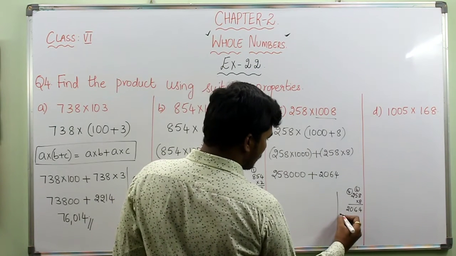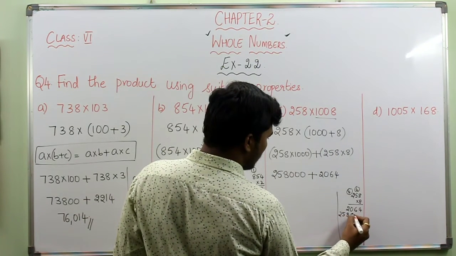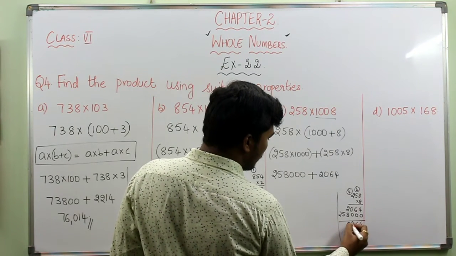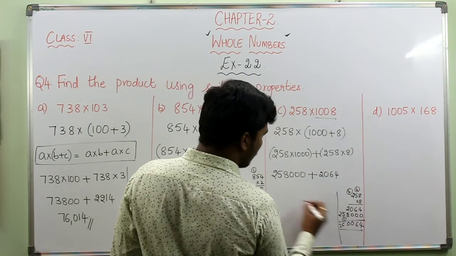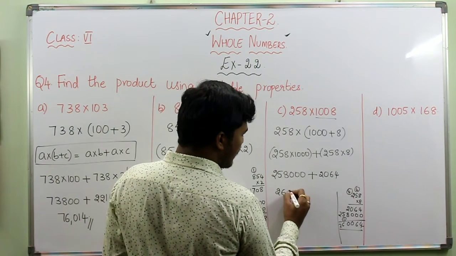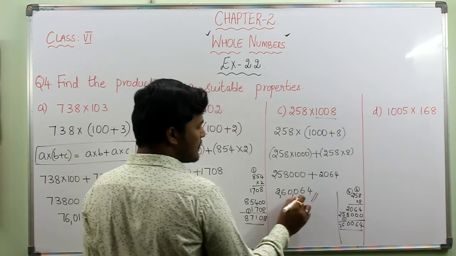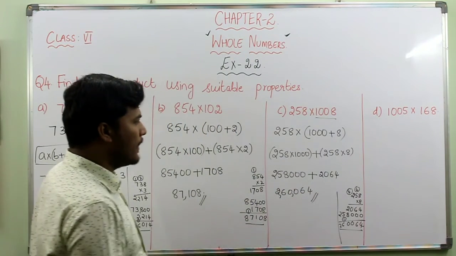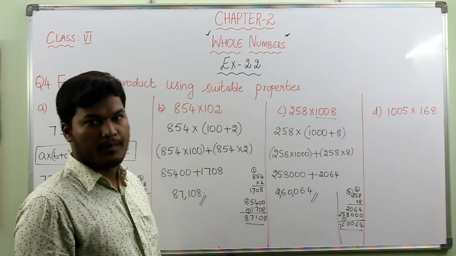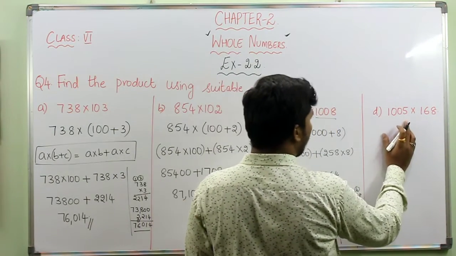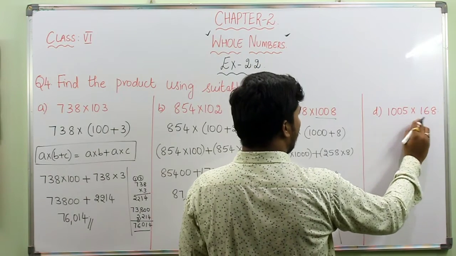So now add 258 with 3 zeros and 2064: 4, 6, 0, 10, 6, 2. Now it will become 2,60,064. Again, here also we are using what property? Distributive property over addition. Now the last one, that is 1005 into 168.